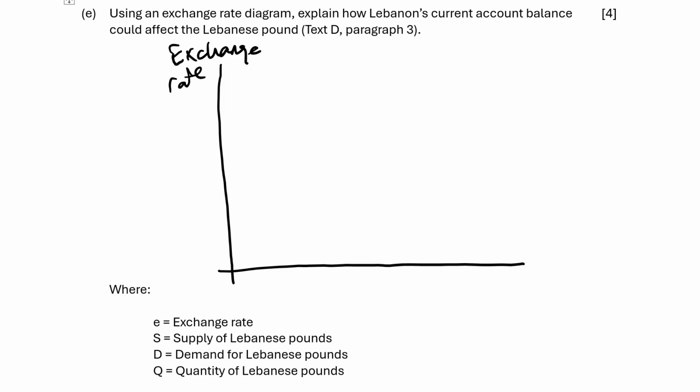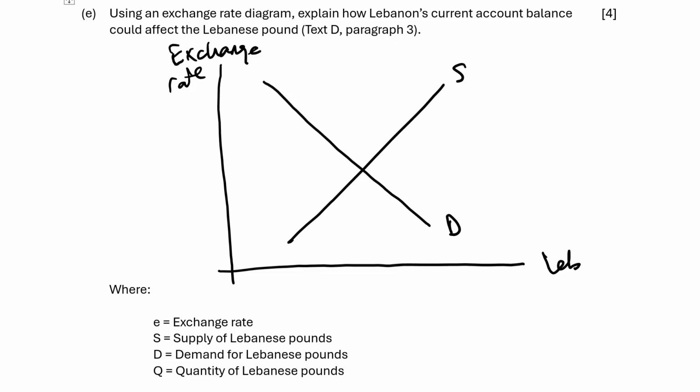And then we're going to have a demand for foreign exchange, or demand for the Lebanese pound, and a supply for the Lebanese pound. So we'll just call these Lebanese pounds.